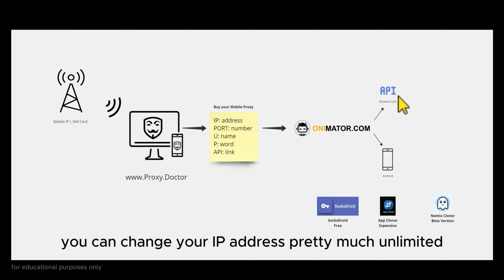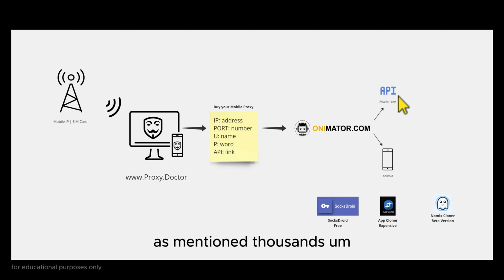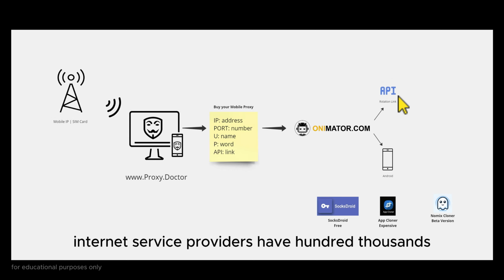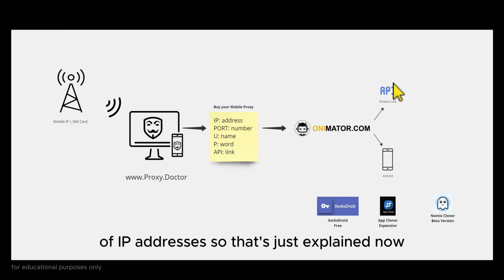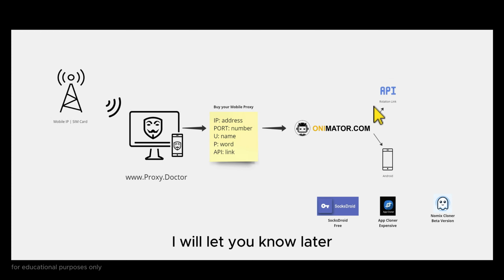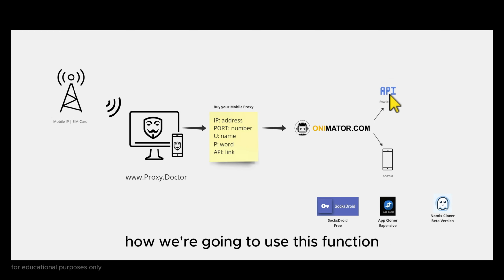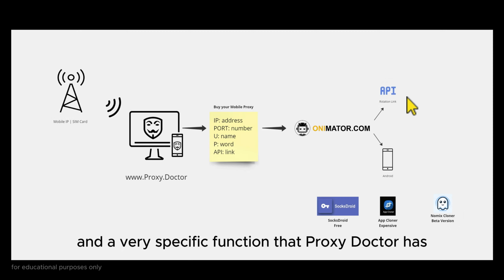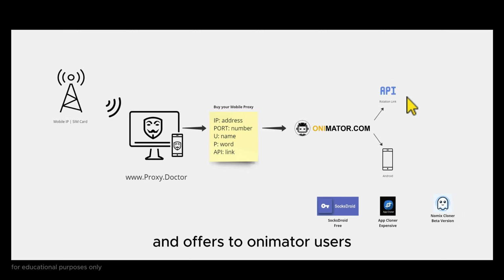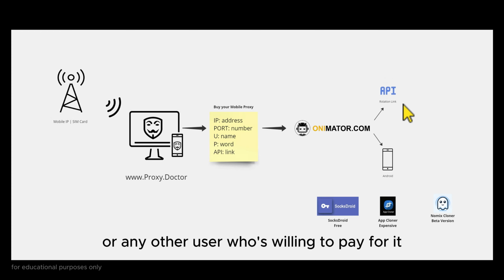Pretty much unlimited. As mentioned, thousands, and most internet service providers have 100,000s of IP addresses. So that's just explained now. I will let you know later how we're going to use this function. And this is an important and very specific function that Proxy.Doctor offers to Onimator users or any other user who's willing to pay for it.